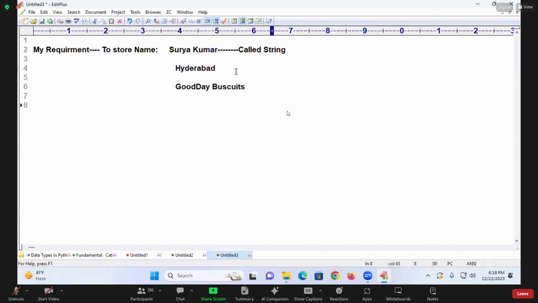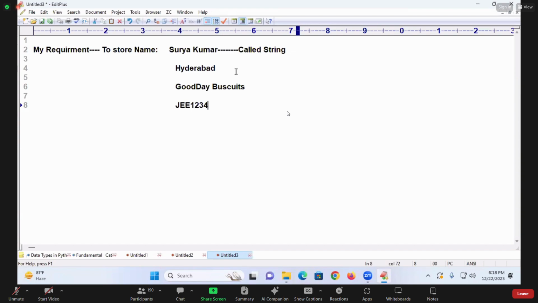Your hall ticket number, for example, you are writing something like JEE 1234. It is also called what? Some letters are there, some numbers are also there. That is also called a collection of characters, we can call it.